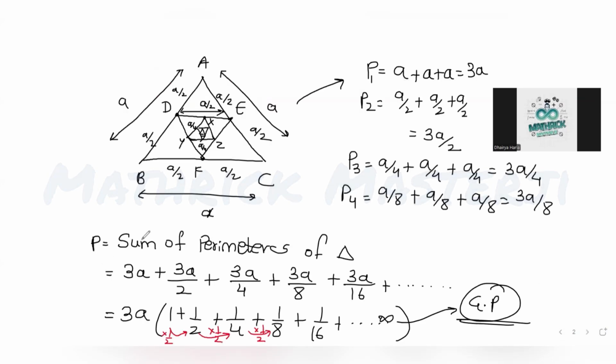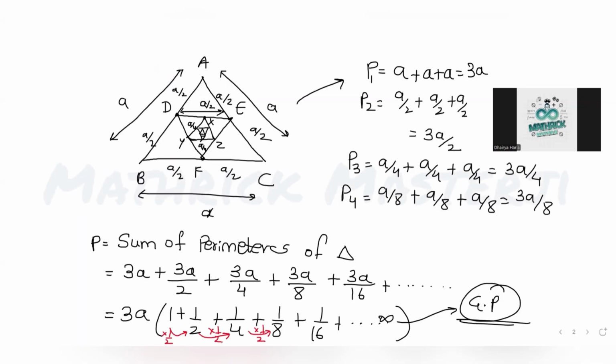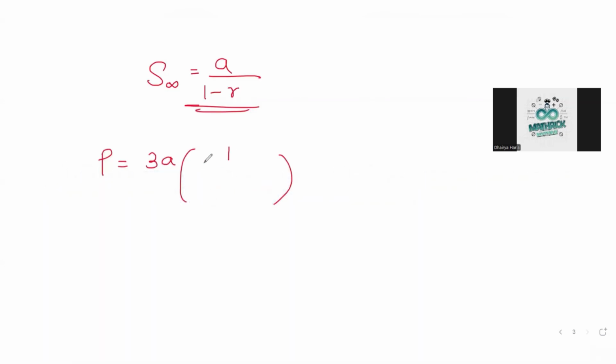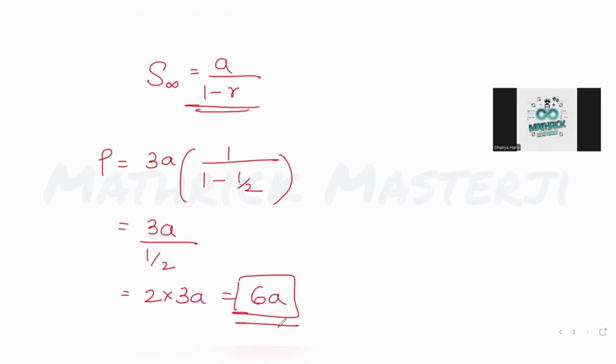So that leaves me with P's value becoming 3a times a, my first term, which is 1 over 1 minus the common ratio, which is half. So I get 3a over half. That basically makes it 2 times 3a, which is 6a. So the perimeter of all the triangles that I can form, that infinite triangles, is 6a.